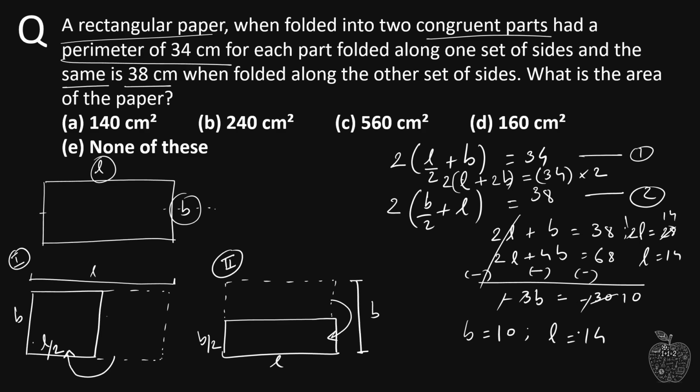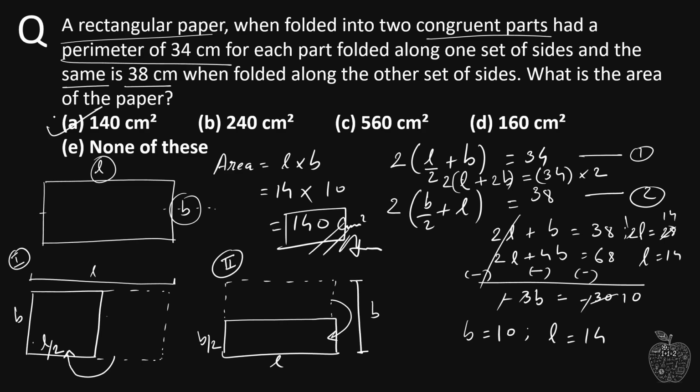Alright, so now we know the length is 14, breadth is 10, and now we can calculate the area of this paper. So the formula to calculate the area of a rectangle is length into breadth, right? Length is 14, breadth is 10. So we have got the area as 140 centimeter square. The unit is centimeter square. So this is our required answer, 140. Here option A is the correct one.